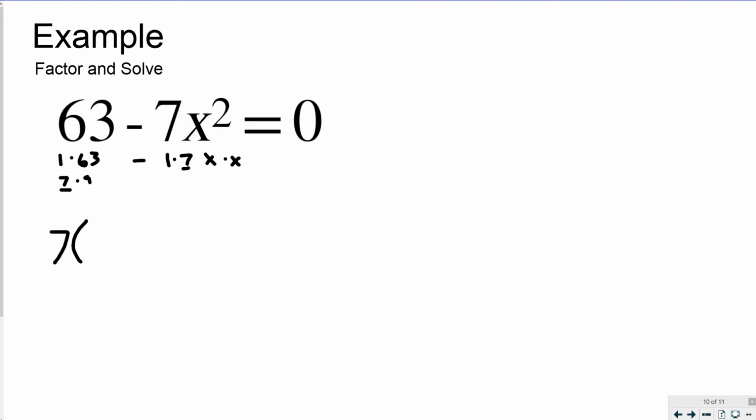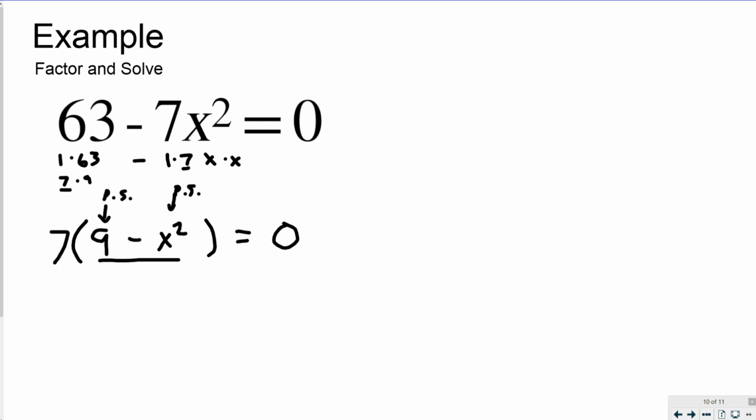Now, if I take out a 7 out of 63, I get 9. If I take the 7 out here, and it is only a 7, because the x's cannot be factored out, just the 7, I would just get x squared. And that's equal to 0. So now I see that I can factor this. This is a perfect square here. 9 is a perfect square. And x squared is also a perfect square.